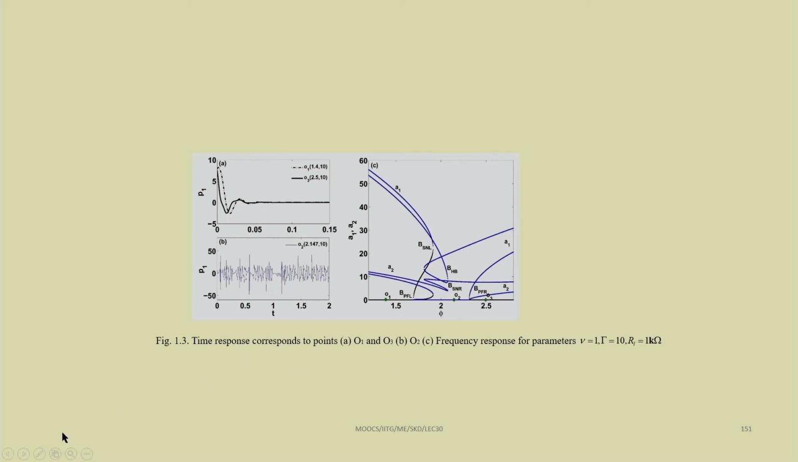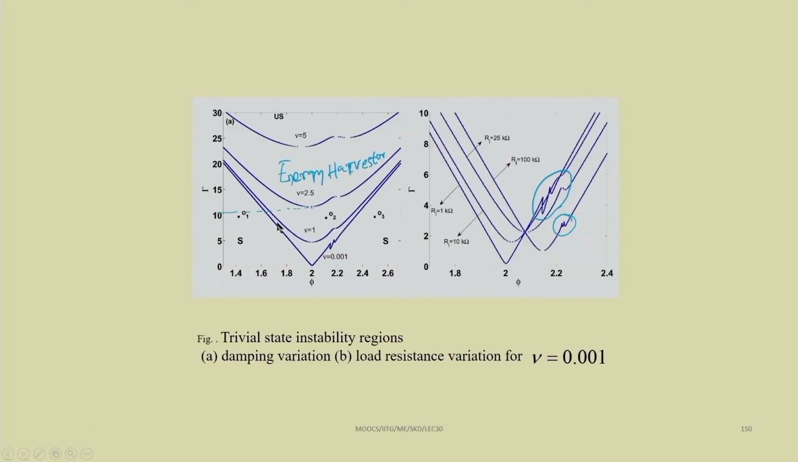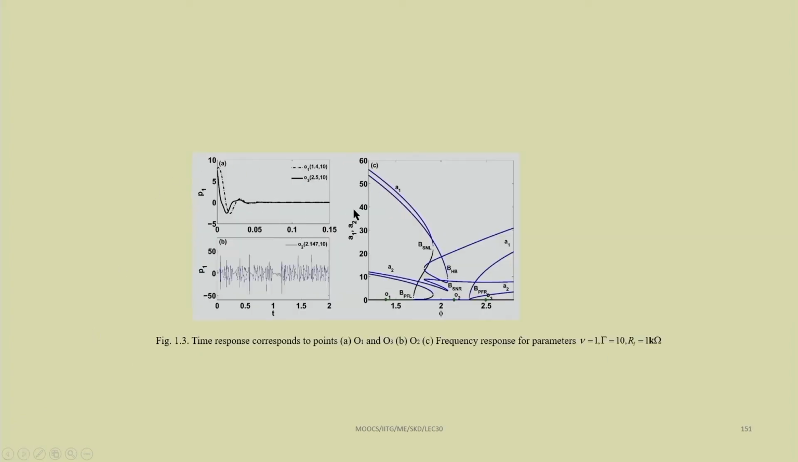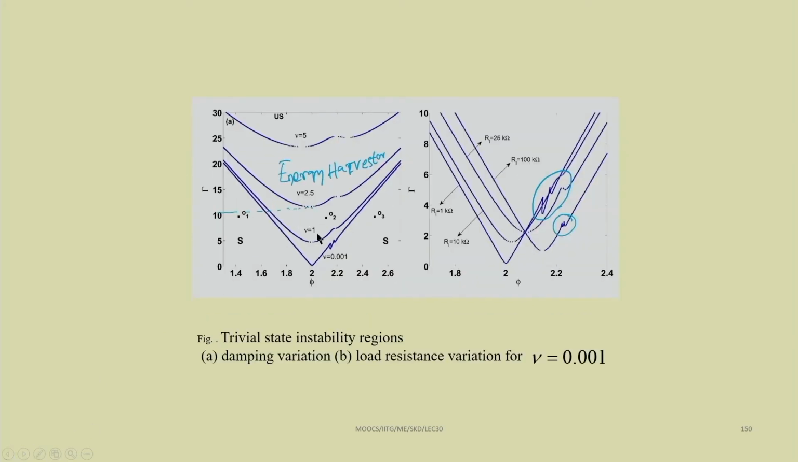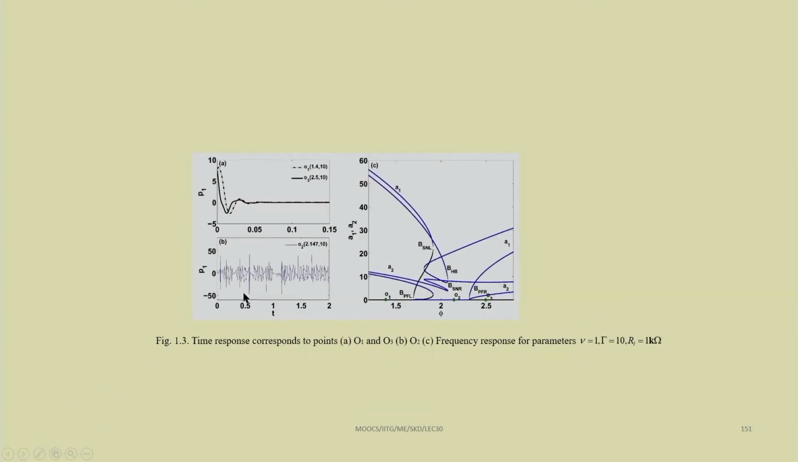These are the time responses one can obtain by putting different values, O1, O2, O3, what we have seen here. Here O1 and O3 are in the stable region. In the case of O1 and O3 you can see it is stable and finally goes to 0. It is in a trivial state, not vibrating. But when it is operating at O2, the system response is chaotic and unstable, but we can generate very high voltage due to the vibration. We have a very high amplitude of vibration in this region.